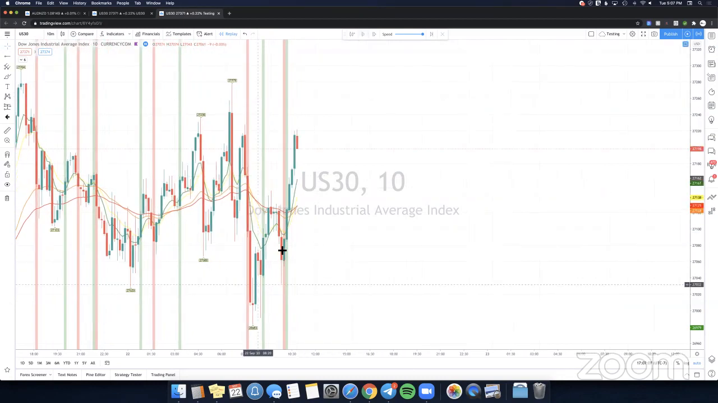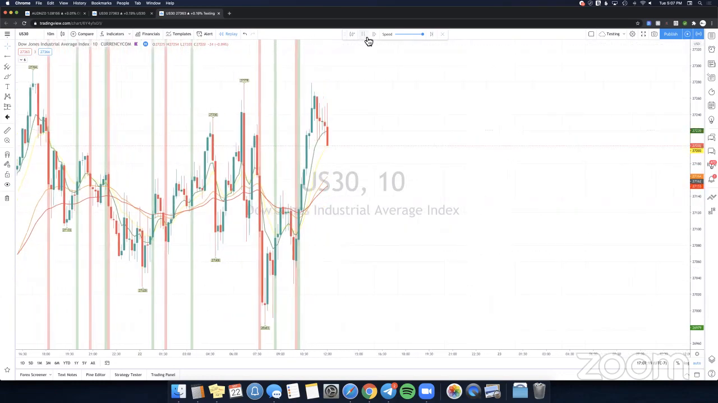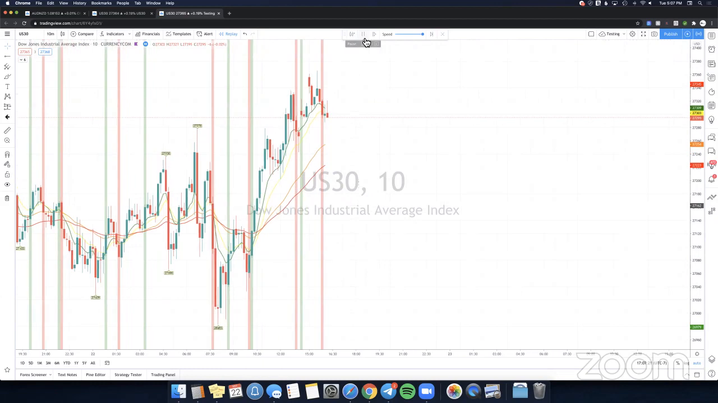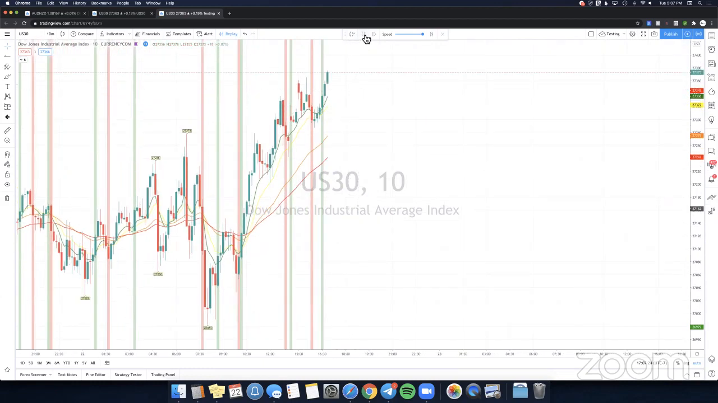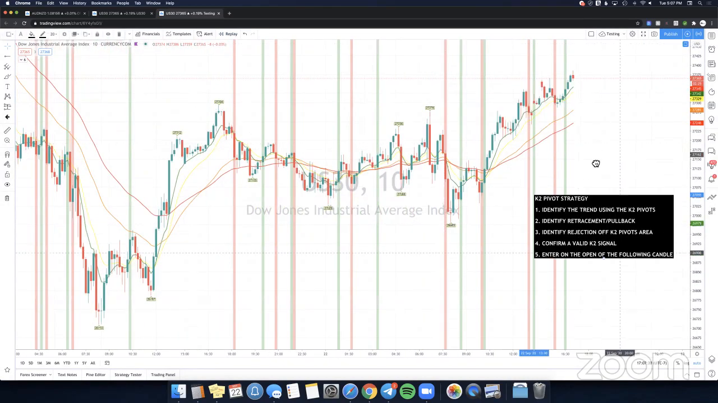Like right here, this would have been a good entry if this was a valid sell, but it wasn't. It's obviously not a valid sell signal, and then price just skyrockets upwards. And then at this point, there's no valid buy position right there, so we skip that. And then right here, at this point, there is a valid buy position. So if you were to apply the pivot strategy, so this is what I mean.